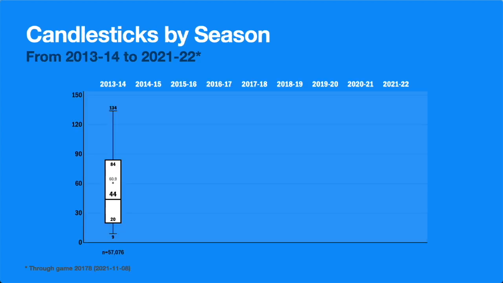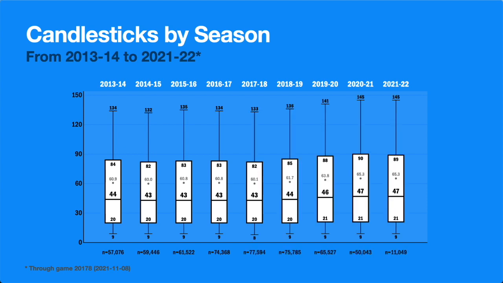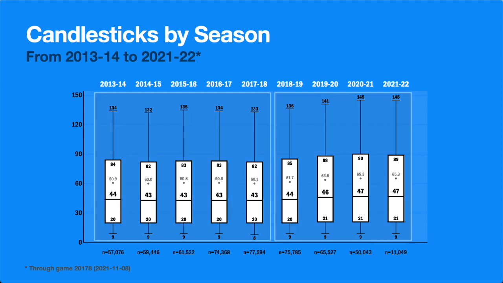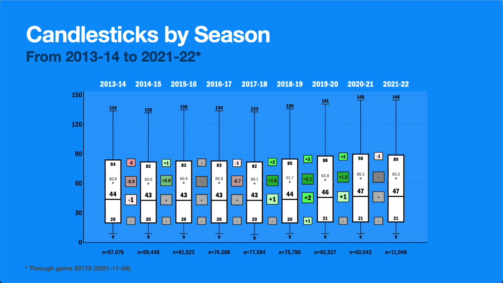By season, starting in 2013-14 and going all the way up to today, which is actually just through November 8th, game 178. It's fairly consistent for the first 5 years, and then there's a little growth spurt. I call it a growth spurt. If you look on the left-hand 5, they're absolutely remarkably consistent. And on the right, we see something starting to happen in 2018-19 and continuing on.